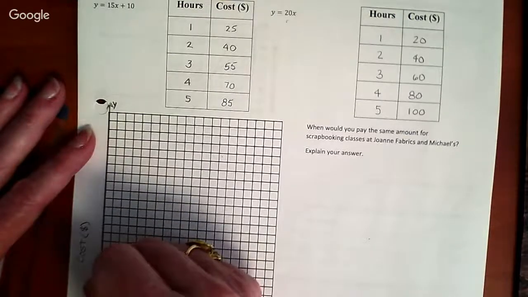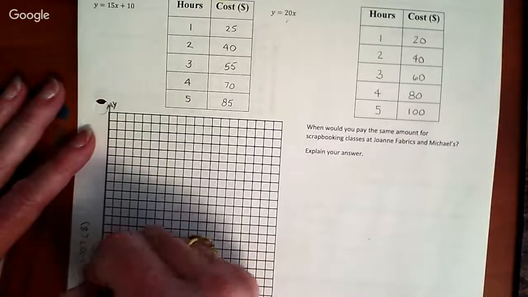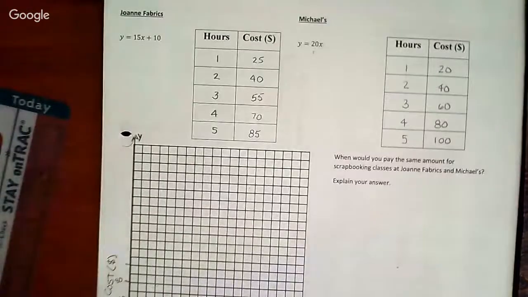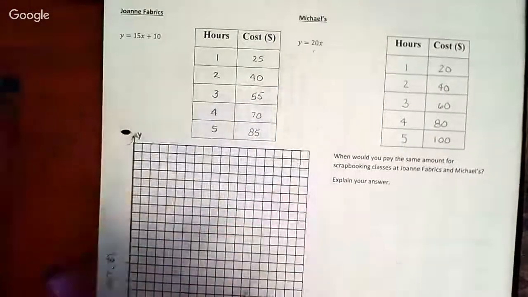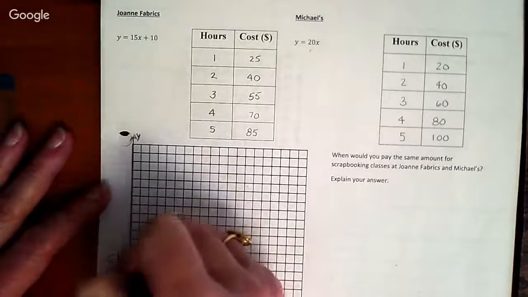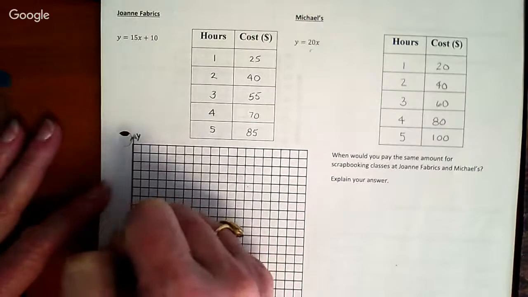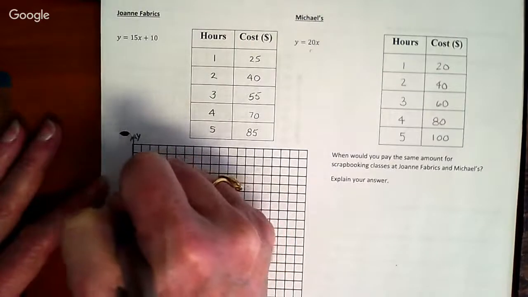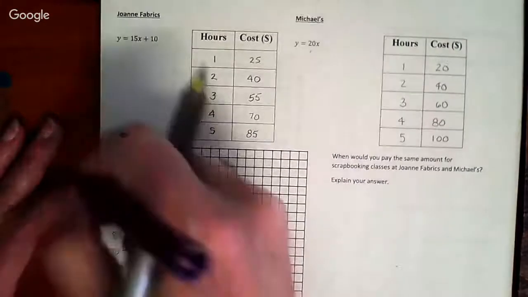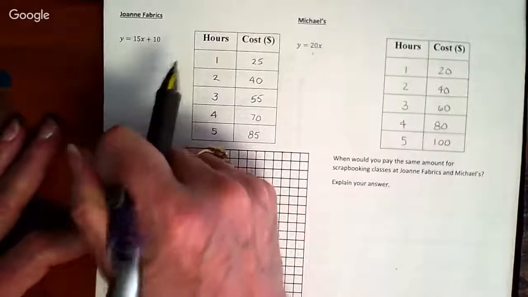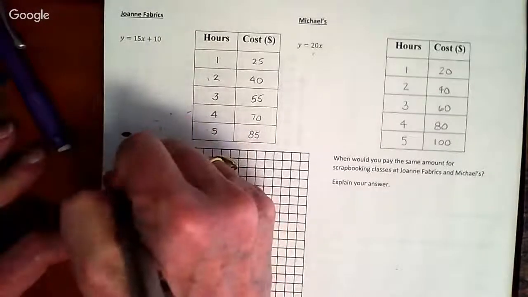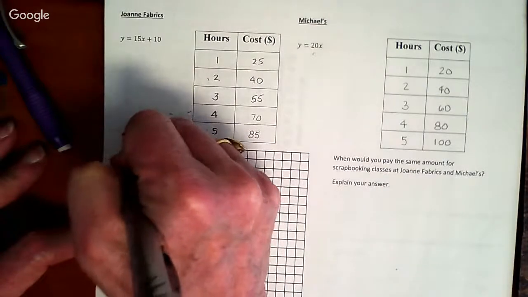So 20, 40, 60, 80. Sorry, guys. I meant to go by tens, not 20s. Sorry, 20, 30, 40, 50, 60, 70, 80, 90, 100, 110, 120. There we go.